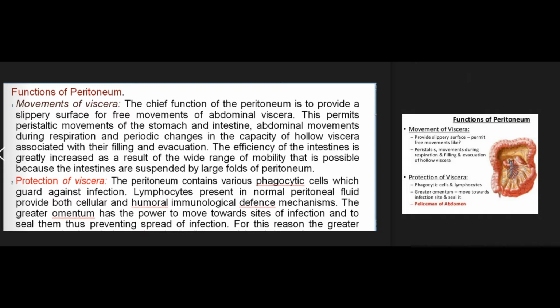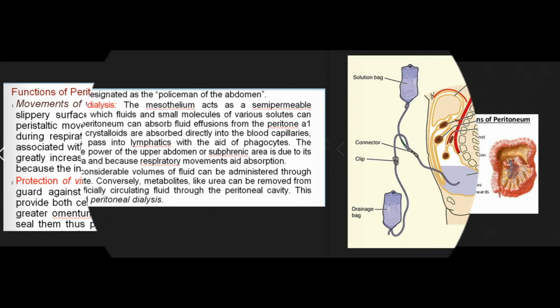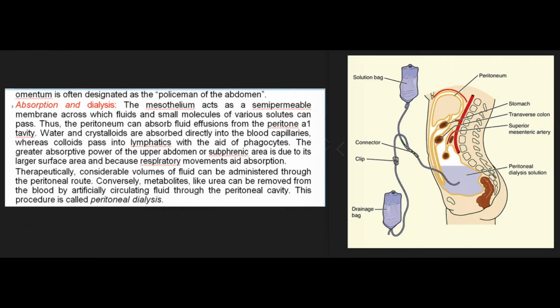2. Protection of viscera. The peritoneum contains various phagocytic cells which guard against infection. Lymphocytes present in normal peritoneal fluid provide both cellular and humoral immunological defense mechanisms. The greater omentum has the power to move towards sites of infection and to seal them, thus preventing spread of infection. For this reason the greater omentum is often designated as the policeman of the abdomen.